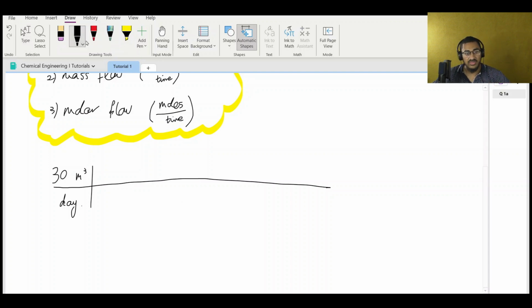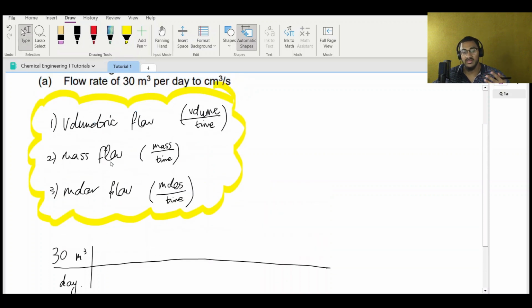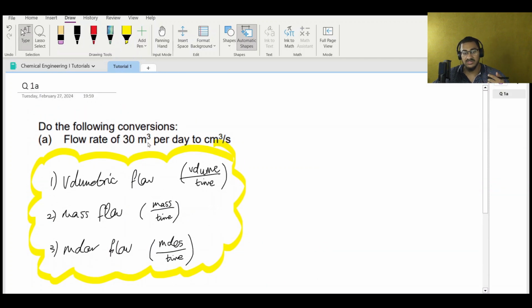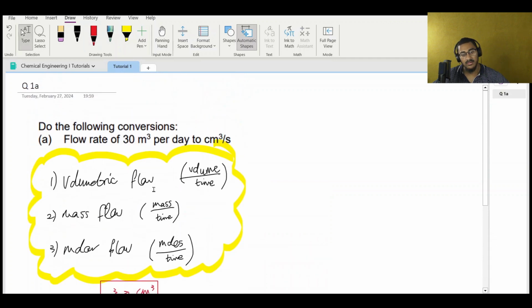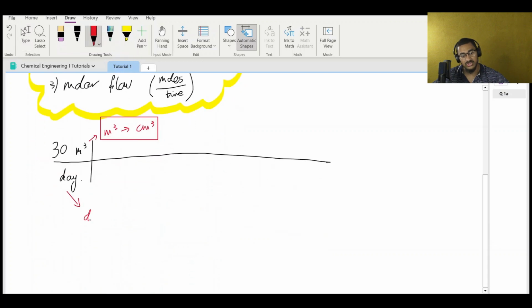So we've got 30 cubic meters per day. And I always like to write down what the target conversion is. What do we want to get this into? So our cubic meters is going to be converted to cm cubed. So I'm just going to make a note here that my m cubed needs to be converted to cm cubed. And I also want to make a note that per day needs to be converted to per second. So my target is to get days into seconds. All right, so let's continue.